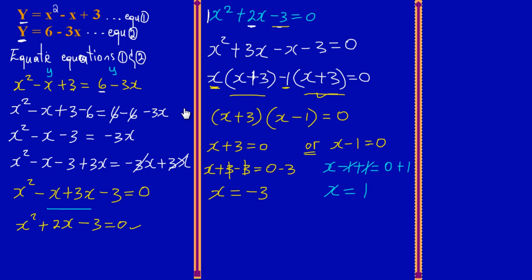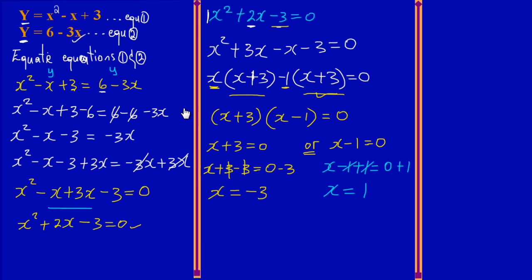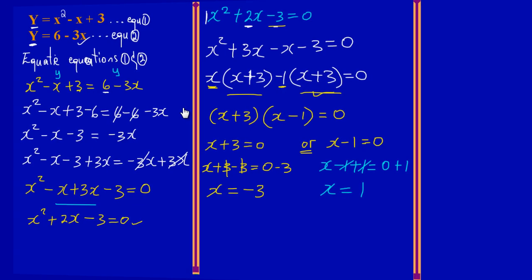Now, since I have my two x values, I'm going to take each x value and substitute it in the simplest equation, which is equation 2 here, to get my corresponding y values. So now I'm going to substitute x is equal to positive 1 first into equation 2.